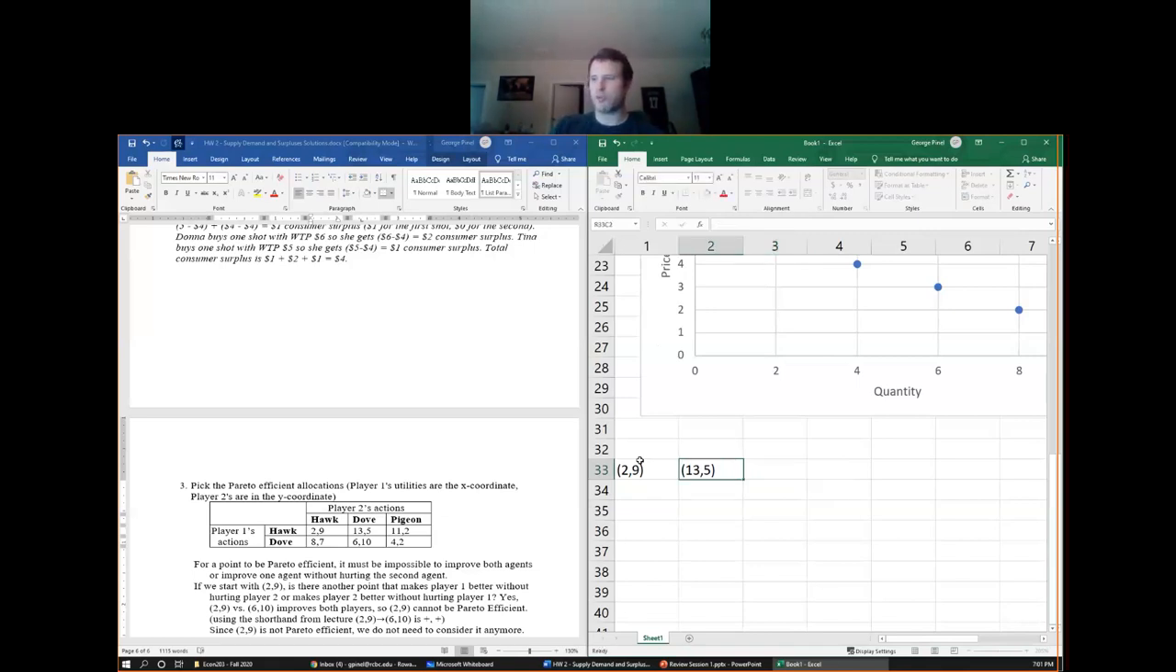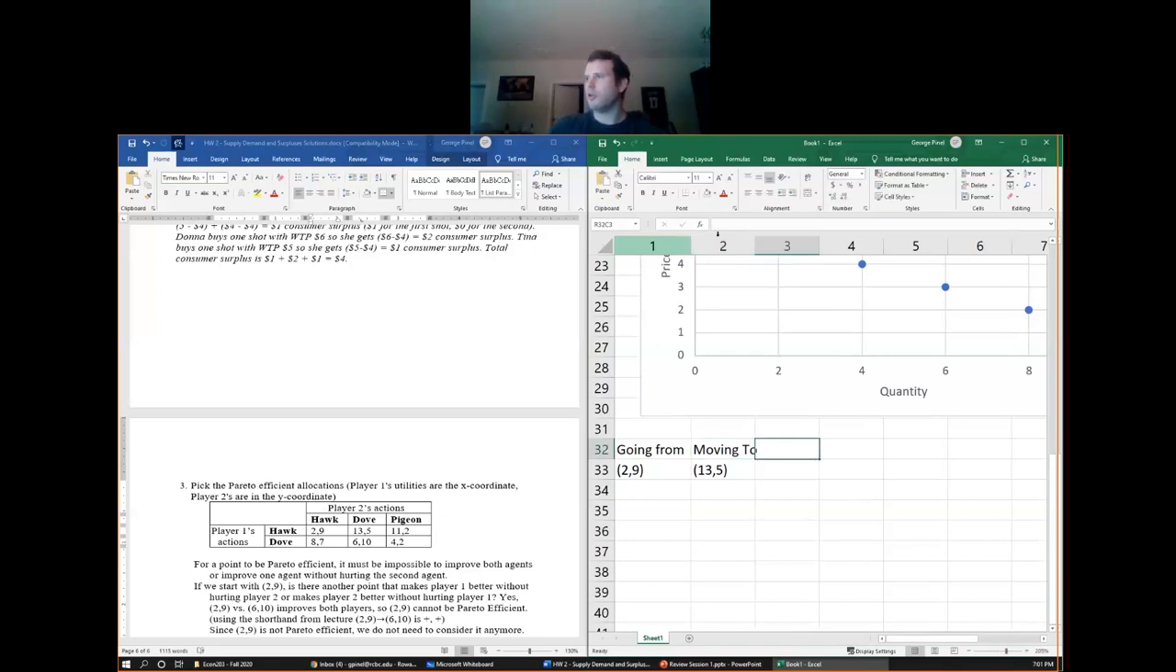Okay. But basically what I'm doing is saying going from 2-9, and moving to, what's the gain for player 1? What's the gain for player 2? P1, P2. So player 1 benefits going from 2-9 to 13-5 because player 1 goes from 2 to 13. Does that make sense? Yes. Okay. So I'm just writing like a little plus there.